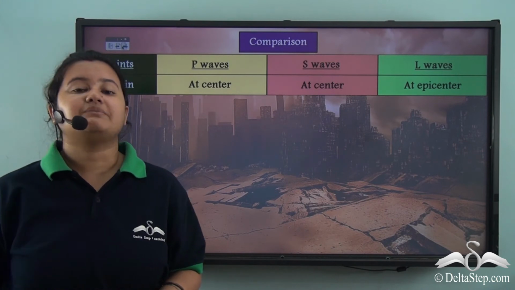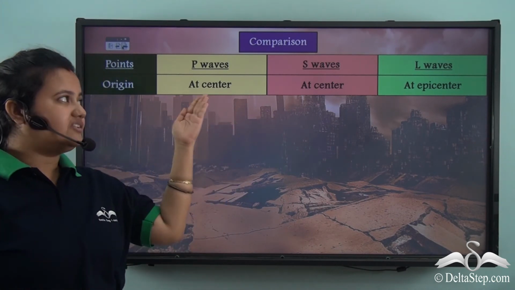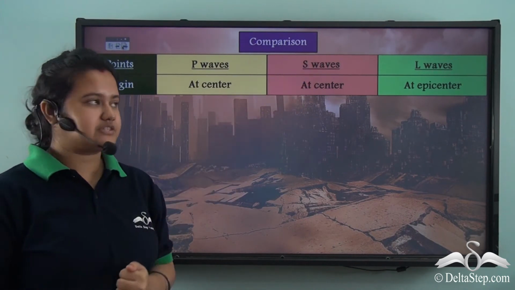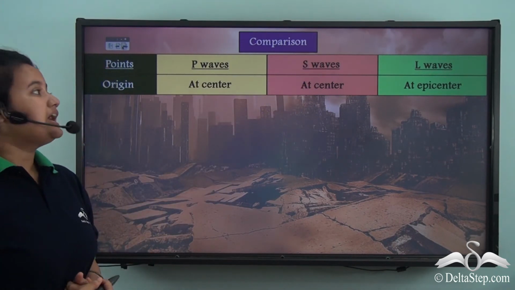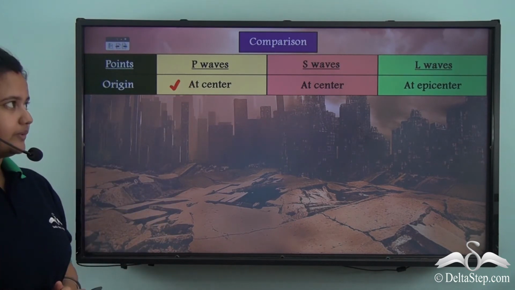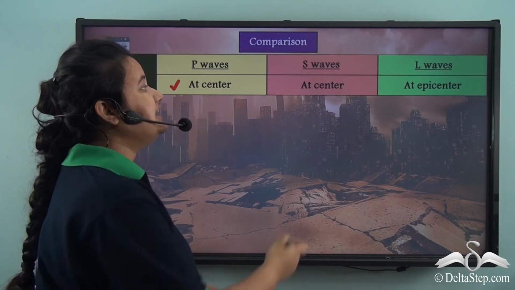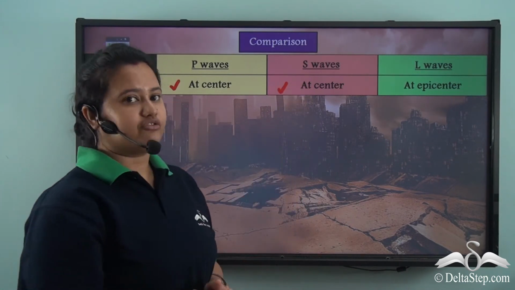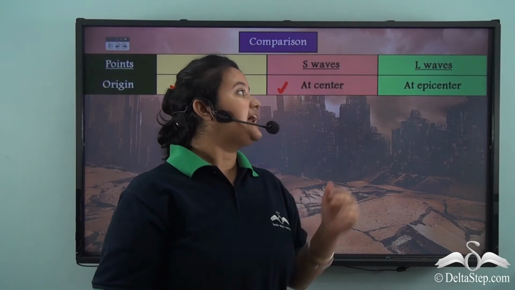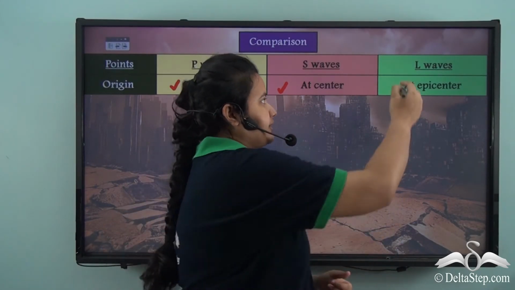So now let's make a comparison between these three types of waves, P waves, S waves and L waves. P waves originate at the center or focus of an earthquake. Similarly, S waves also originate at the center or focus of an earthquake, whereas L waves originate at the epicenter of an earthquake.